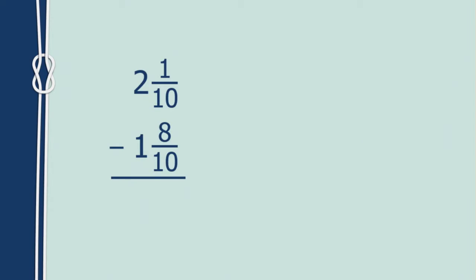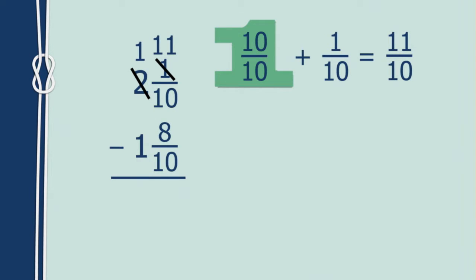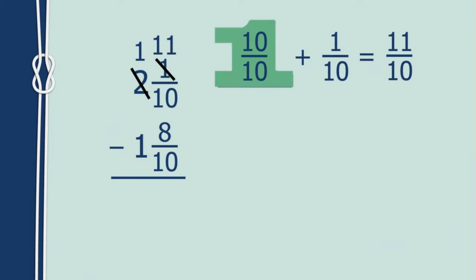1/10 minus 8/10. Do we have enough tenths to subtract? No, we need to rename one whole as tenths. How many tenths are equal to one whole? 10 tenths. How do you figure out how many tenths you have altogether? You add. What is 10 tenths plus 1/10? 11 tenths. So we're going to rename that as 11 tenths. Now we have enough tenths to subtract. What is 11 tenths minus 8 tenths?